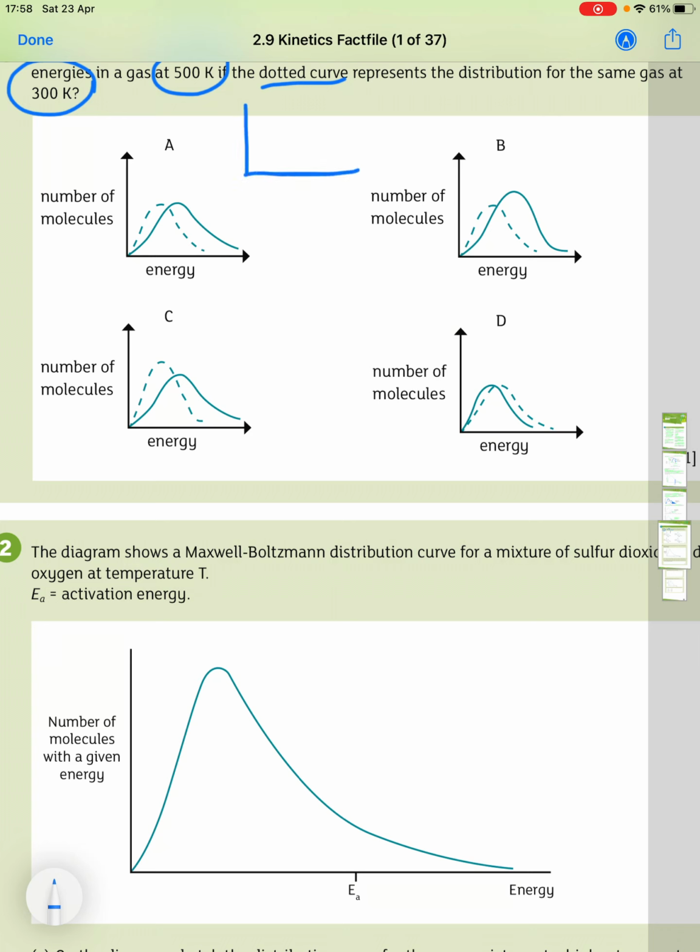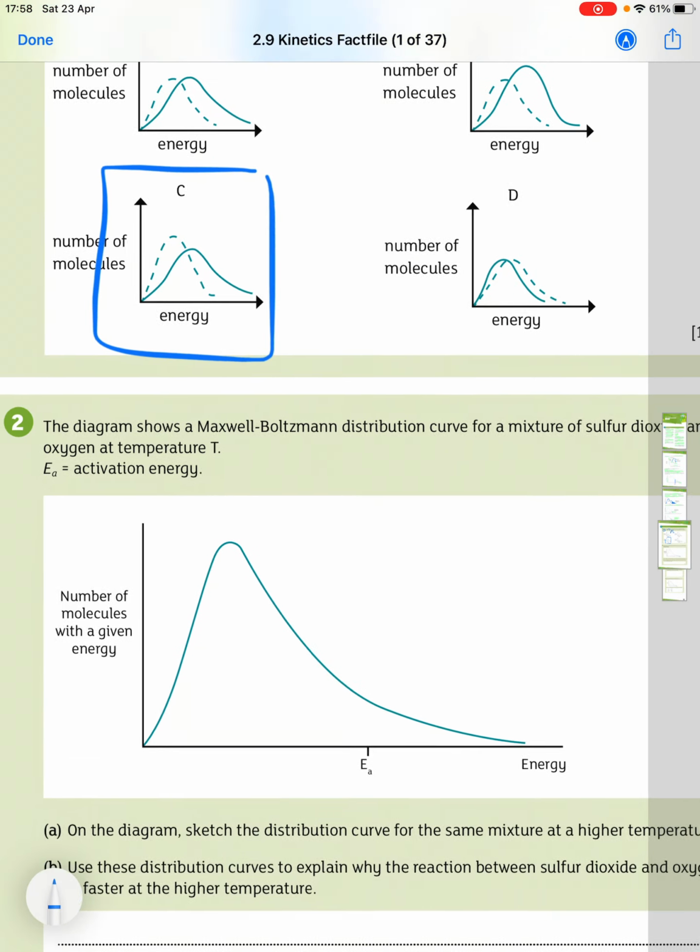So we're looking for the first graph and then the second one to be slightly higher and to the left, which is C.